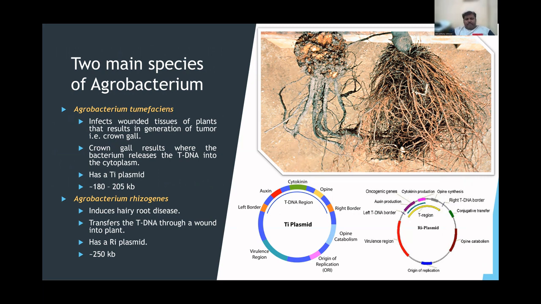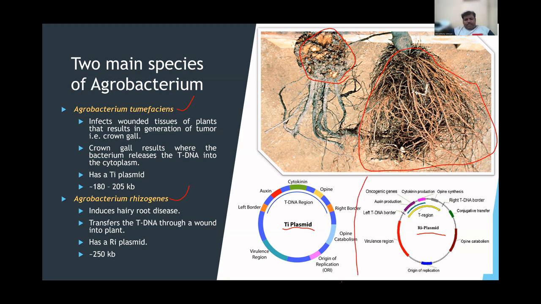There are two species of Agrobacterium. One is tumefaciens, the other is called rhizogenes. One causes this crown gall disease that I showed you. The second one causes the hairy root disease. That is, Agrobacterium rhizogenes causes the hairy root disease. So there are two types of plasmids. In the case of tumefaciens, you have a plasmid called the Ti plasmid. In the case of rhizogenes, you have a plasmid called the Ri plasmid. Ti stands for tumor-inducing plasmid. Ri stands for root-inducing plasmid, the hairy root culture producing plasmid.